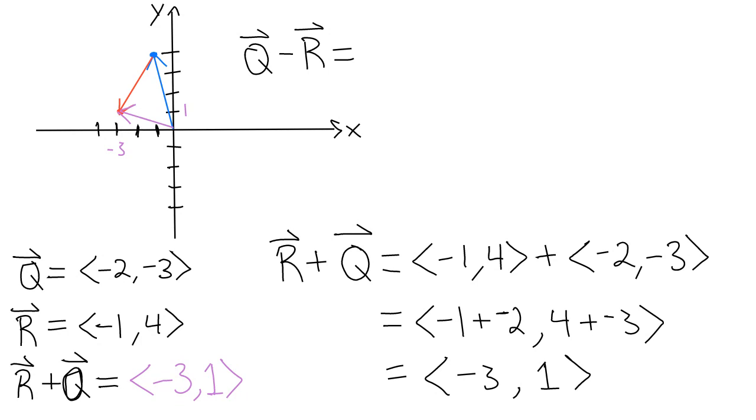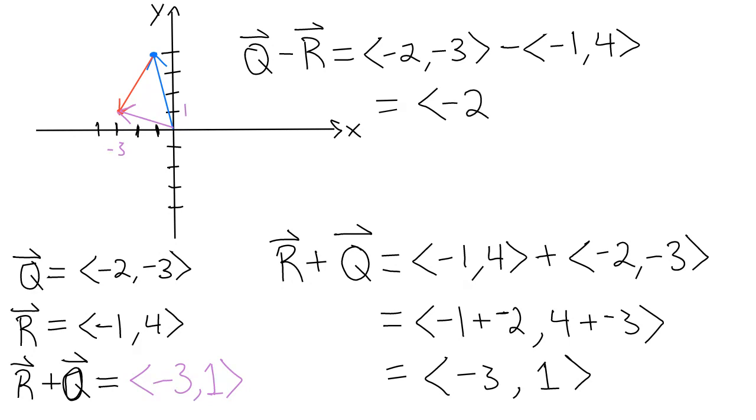So Hanin said -1, -7. You might be right. Let's see. Q is -2, -3, minus R, -1, 4. You're going to subtract component by component.